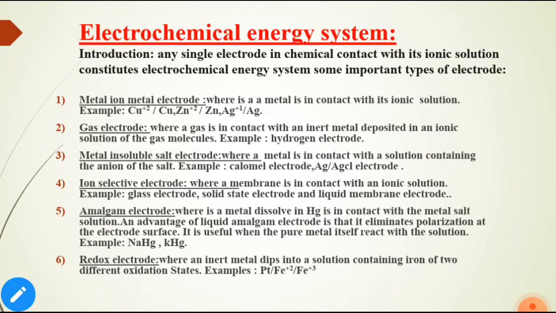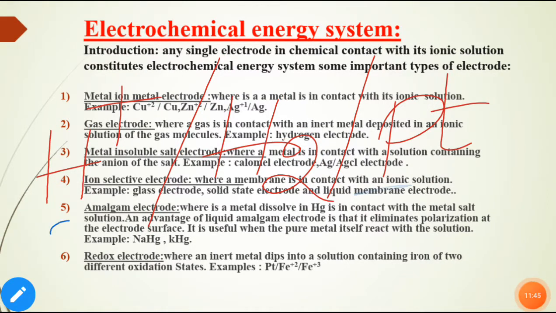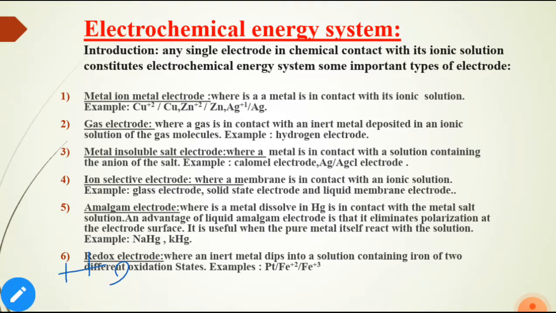How do we write the cell representation? Here H+, H2 and platinum: H+ is in the aqueous state, H2 is in the gaseous state, and platinum acts as an inert metal. How do we write the cathode and anode reactions? Take chlorine or hydrogen as an example.